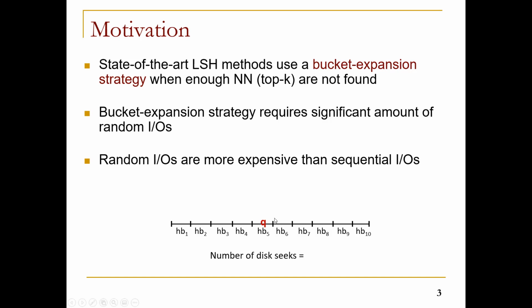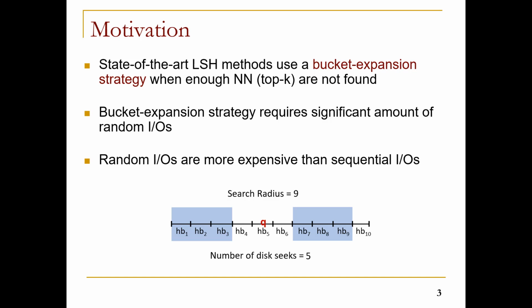As you can see in this slide, with every expansion of the radius, several random IOs are required for just the few expansions. For the first radius, only one disk seek is required in order to retrieve the contents of the single bucket. But as the radius expands exponentially, more disk seeks are required. We observed that for some datasets, the radius can reach up to 8,000 in order to find top 100 nearest neighbors, which results in significant amount of random IOs.